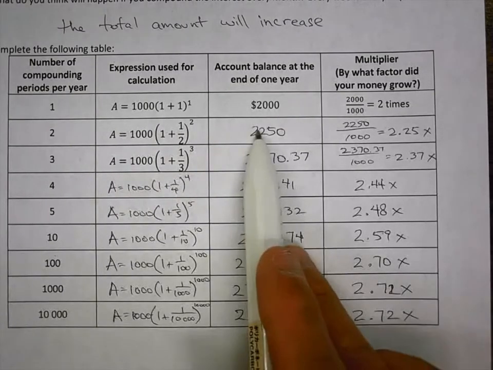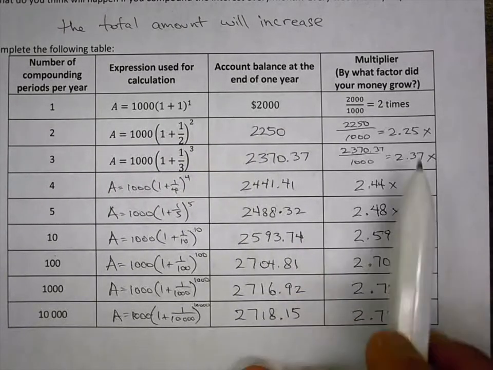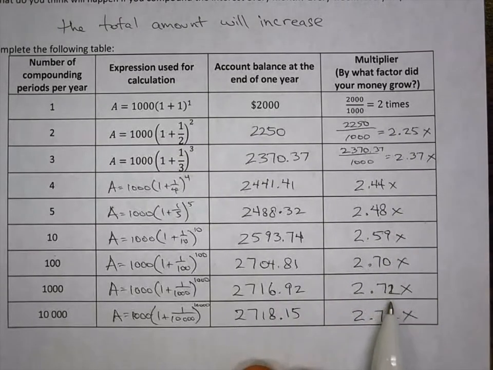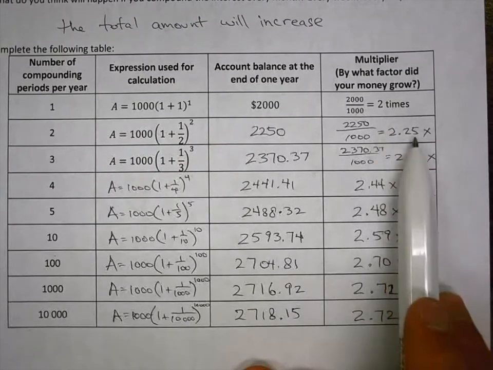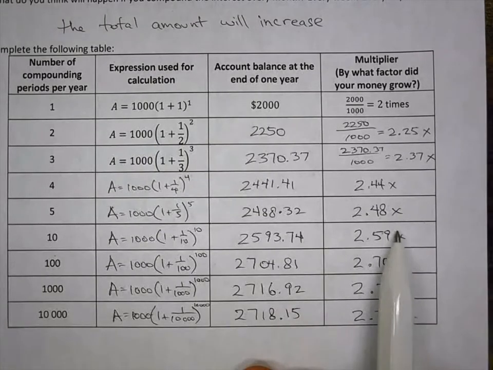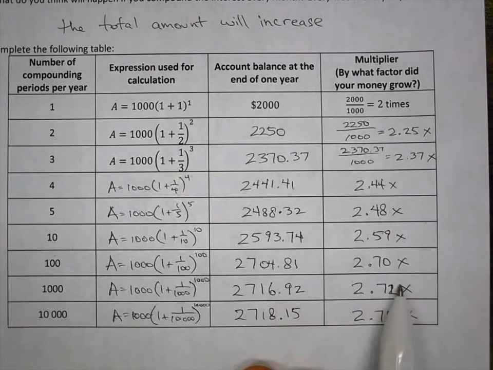So we see that the account balance keeps going up. And when I look at the factor, it keeps going up too. But look carefully. I went from 2 to 2.25, that's a big jump. Then to 2.37, it's a bit smaller, not as big a jump. And actually, as I compound more and more, my multiplier, and actually the amount in my account, starts to level out. And I reach this multiplier, 2.72.